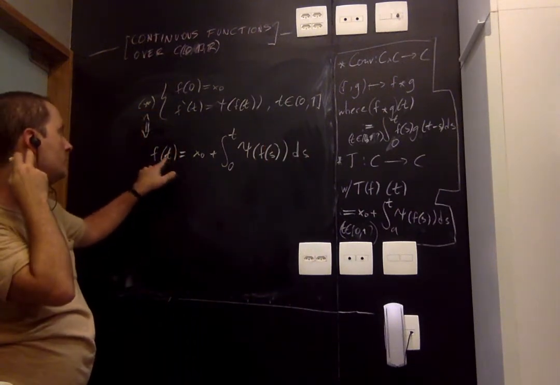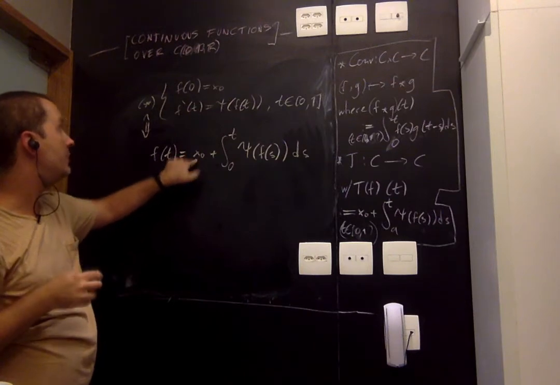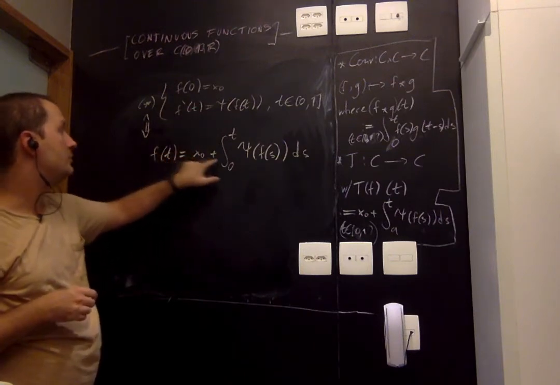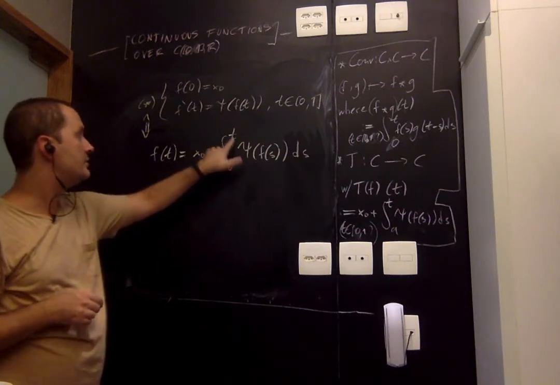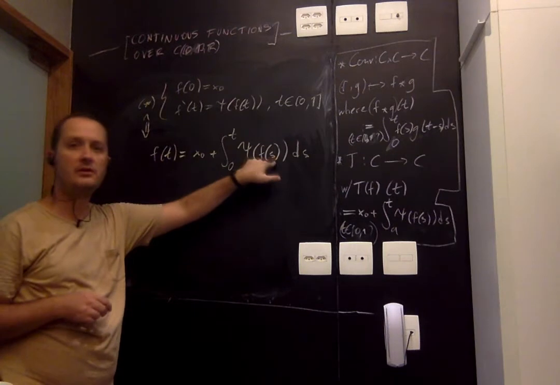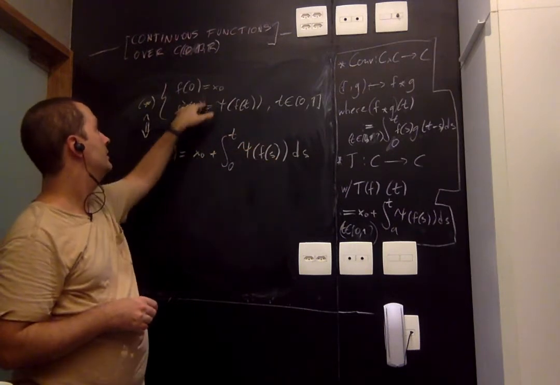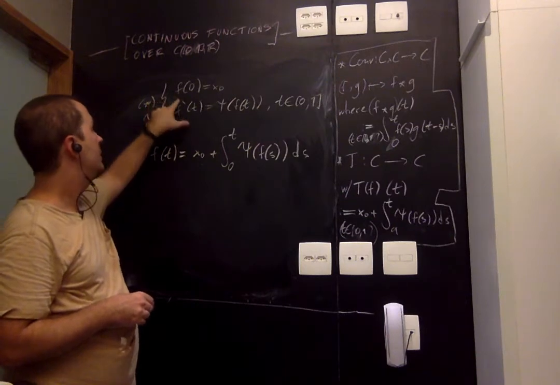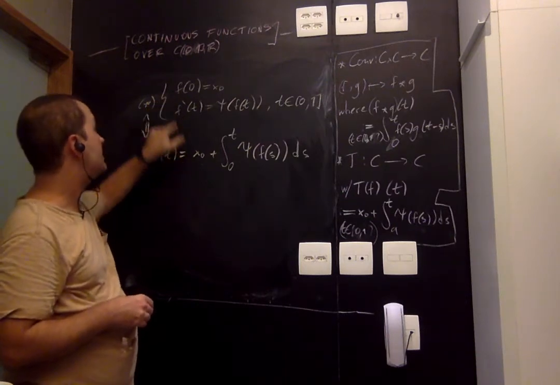Well, if this is true, f of 0, the integral is 0, you get x0. And what's the derivative? Well, you differentiate, this disappears, and you just use the fundamental theorem of calculus, right? The derivative of an integral is the value of the integrand at point t. And it's okay. If a function satisfies this, it solves this problem.